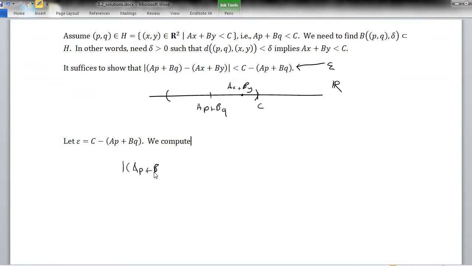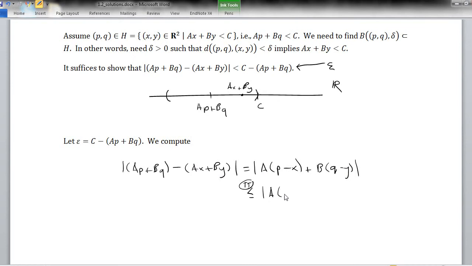So AP plus BQ and AX plus BY. The distance between those two numbers, well, just rearranging some things and regrouping, we get that that's equal to the absolute value of A times P minus X plus B times Q minus Y. And by the triangle inequality, that's certainly less than or equal to absolute value of A times P minus X plus B times Q minus Y. Okay, and because the absolute value of a product is a product of absolute values, that's the same thing as absolute value A, absolute value P minus X plus absolute value B, absolute value Q minus Y.